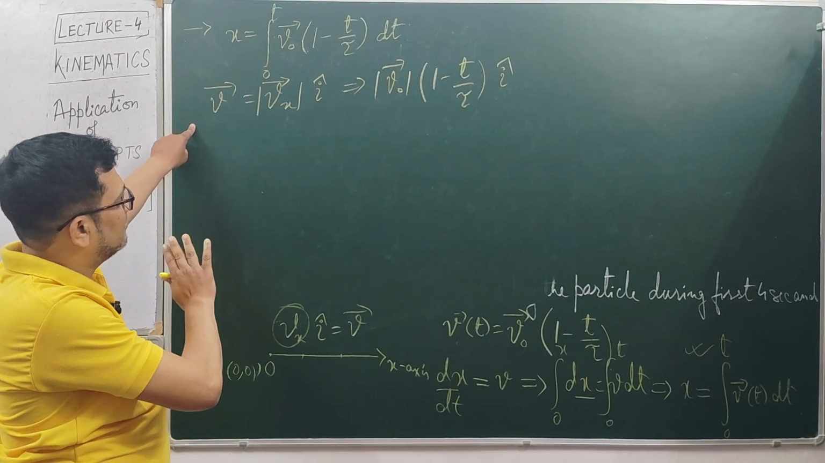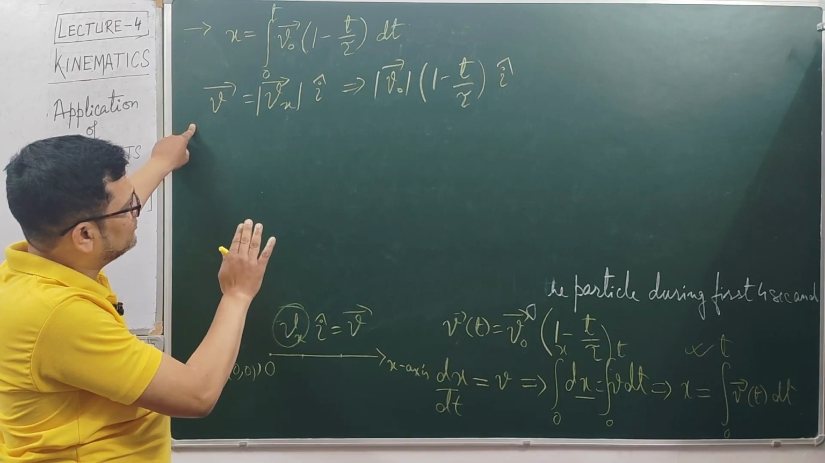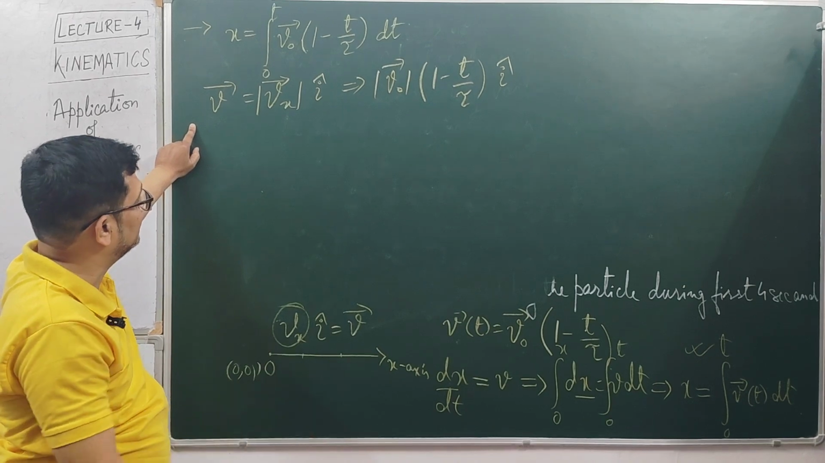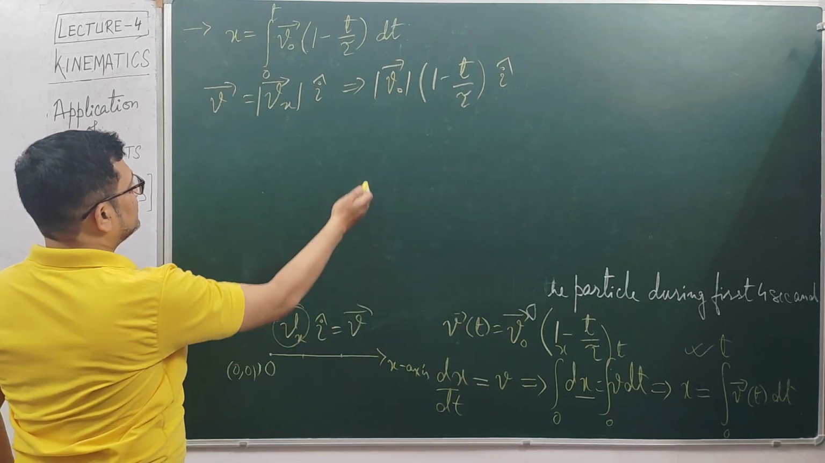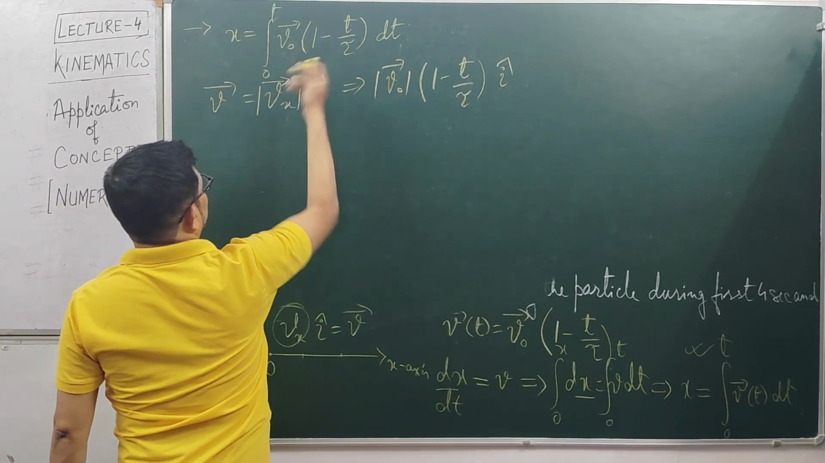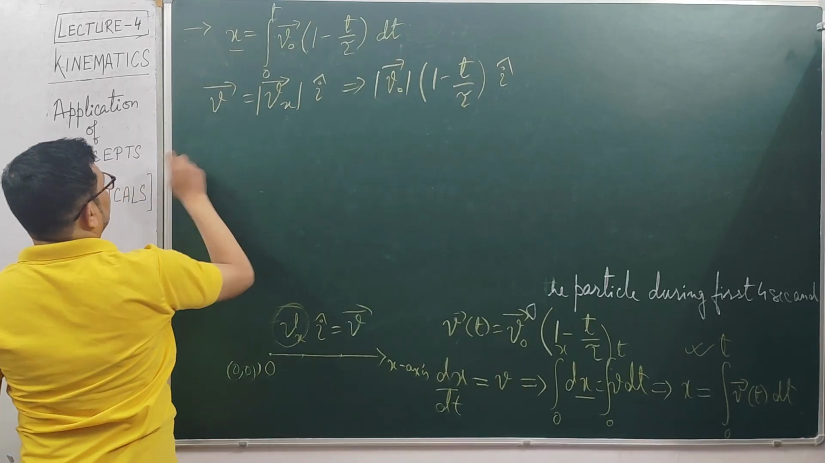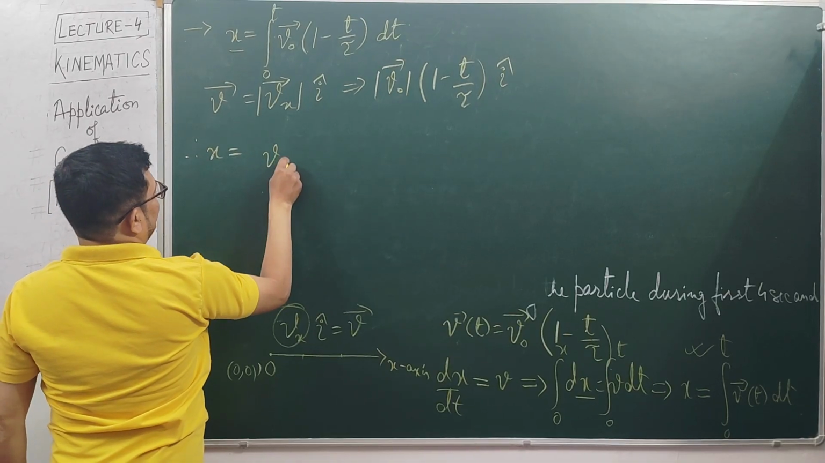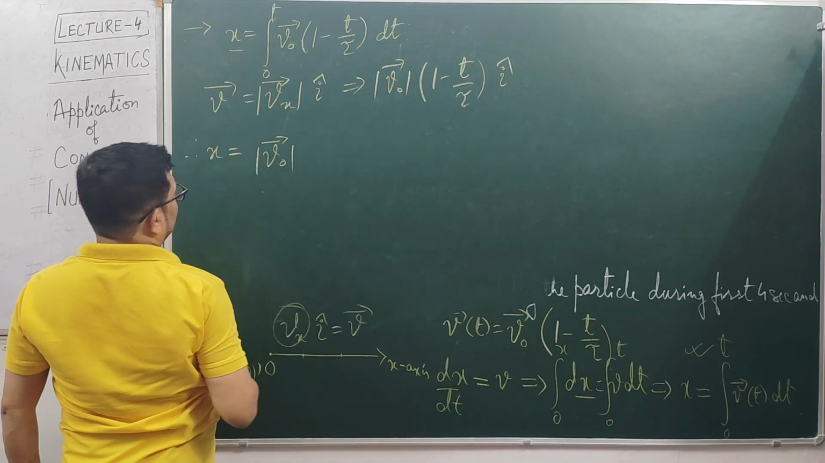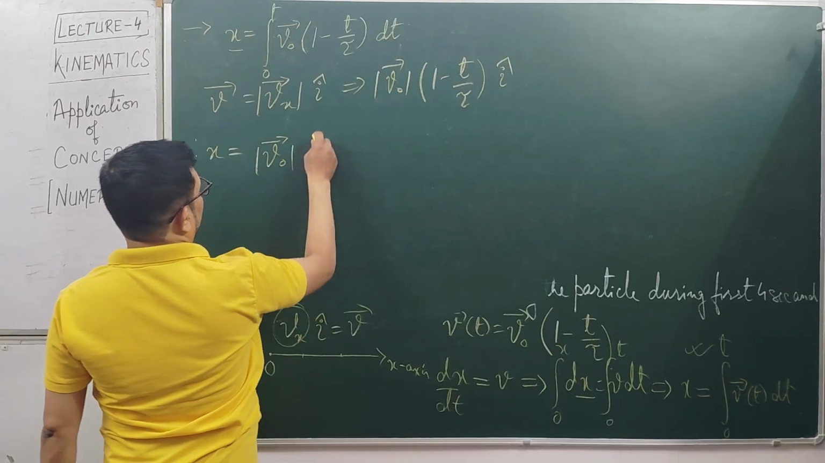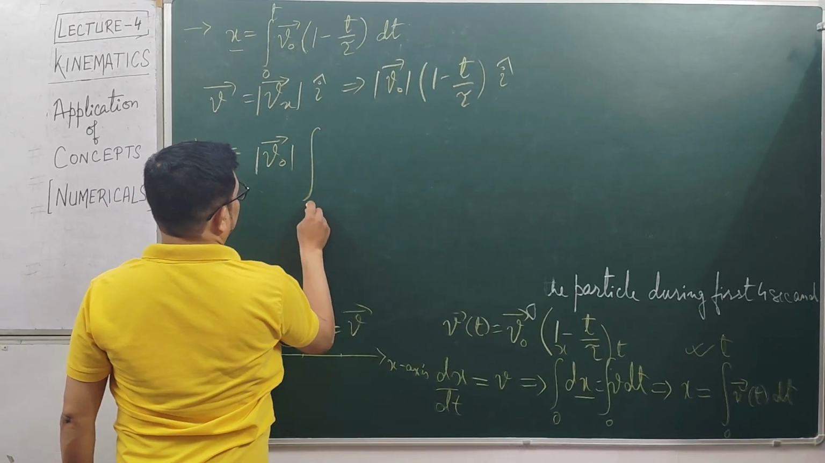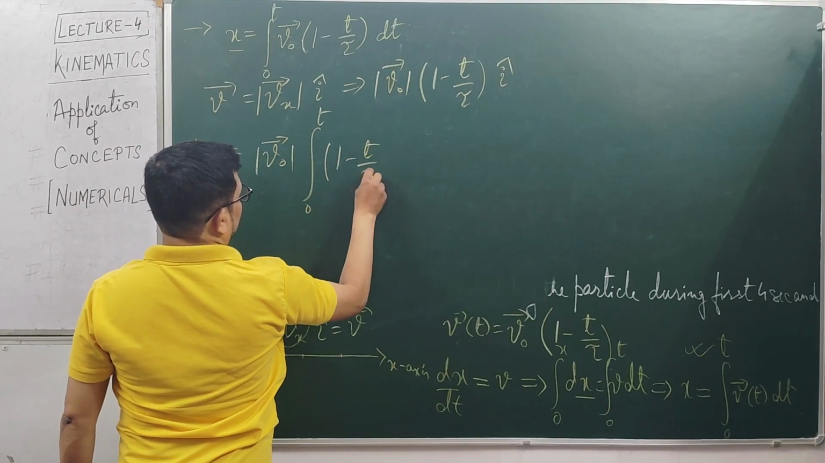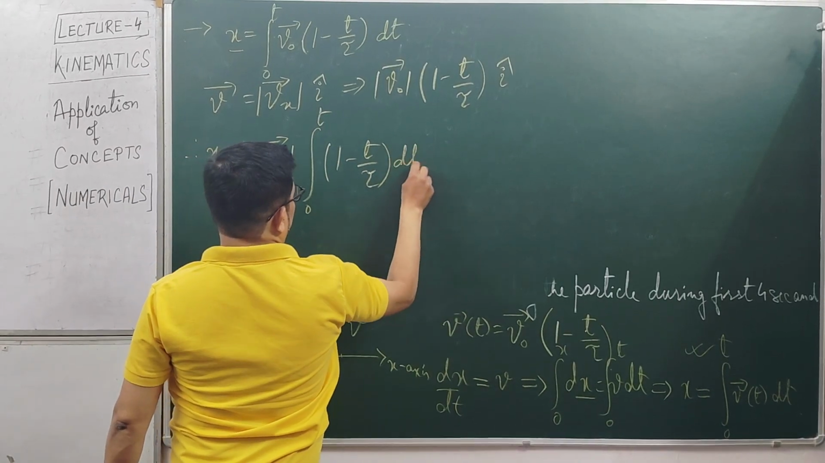So just a brief information so that we understand how it moves further, and then we'll use this equation instead of this, since we want the magnitude. So this is what we want. Therefore x is equal to, we'll take the magnitude of the initial velocity vector out, and we are going to integrate from 0 to t, 1 minus t over tau, dt.